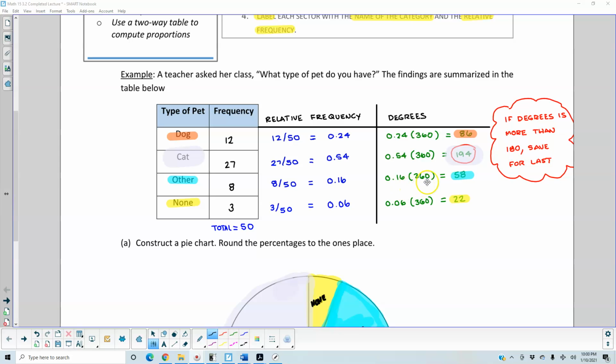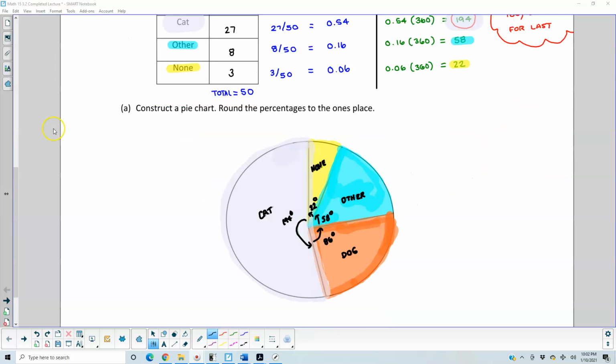0.16 times 360 gives us 58 degrees. So that's 58 degrees of other. 0.06 times 360 gives us 22. So that's 22 degrees of none. Now when you look at all of these, if the degrees is more than 180, we want to save that for last when we're doing our pie chart.